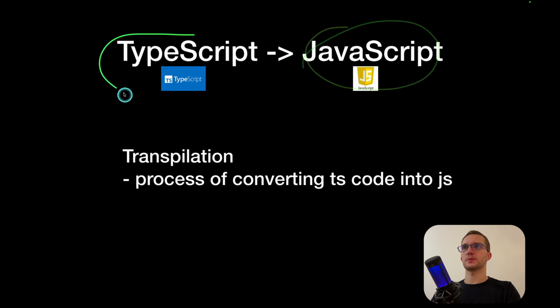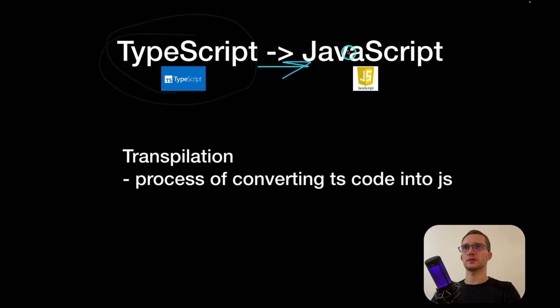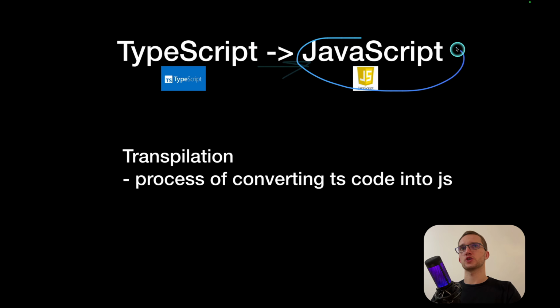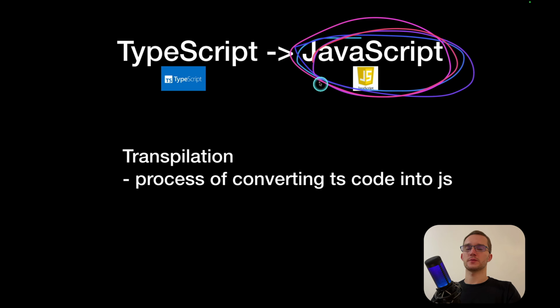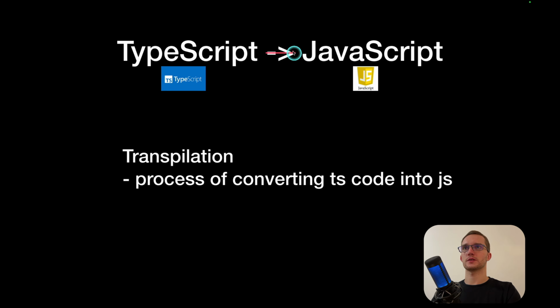So you write TypeScript code, and then under the hood, it transpiles it to JavaScript. So in the end, all you write is JavaScript. And TypeScript just adds some features which are then transpiled into pure JavaScript. That's it. That's what I wrote here. Transpilation: the process of converting TypeScript code into JavaScript. That's all you need to know.